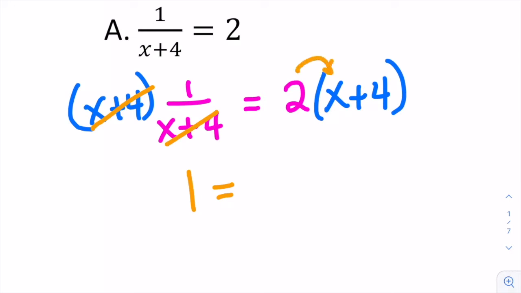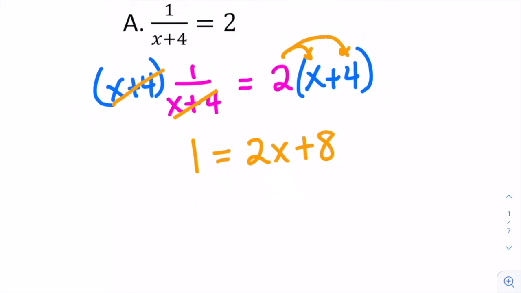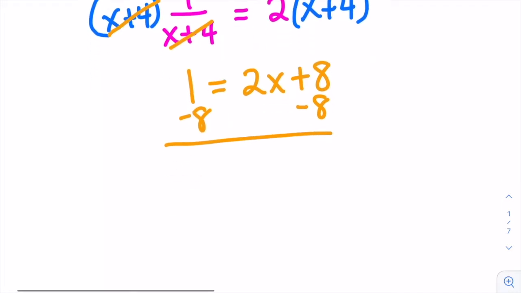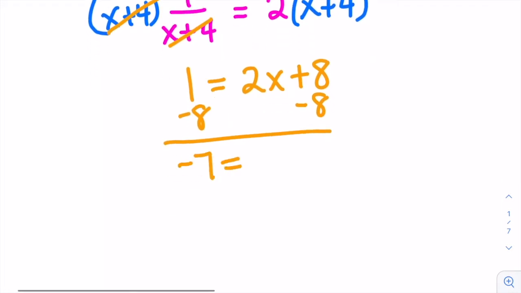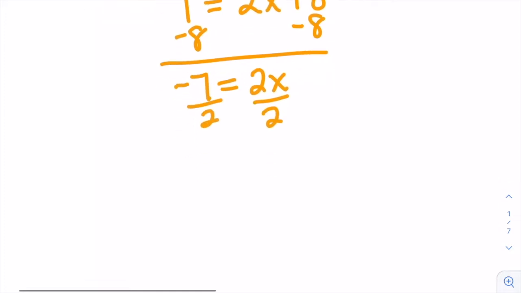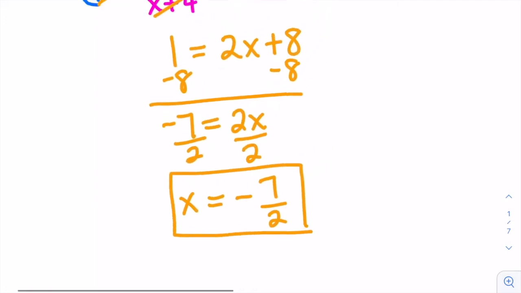And on the right side, we could distribute. So we get 2x plus 8. And from here, we just have to isolate x. So subtract 8 from both sides. And we have negative 7 equals 2x. Divide both sides by 2. So x equals negative 7 over 2. That's going to be our solution.